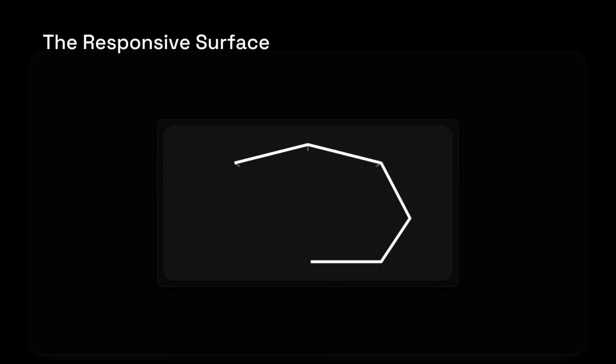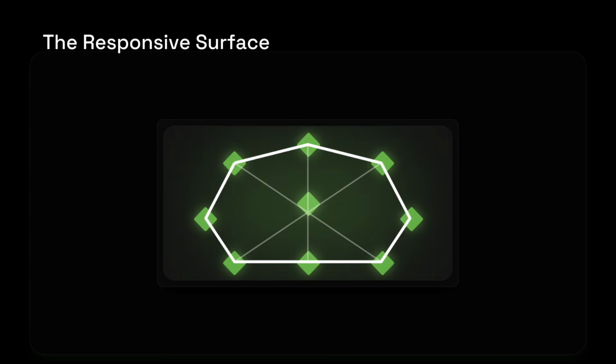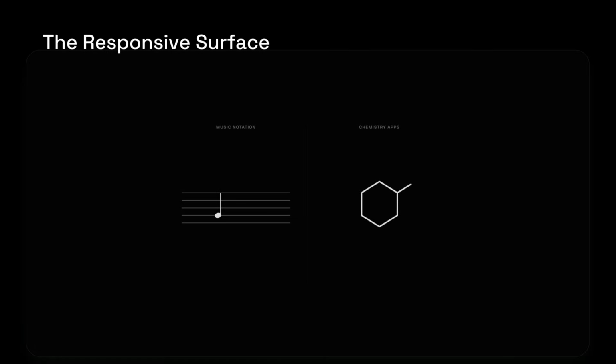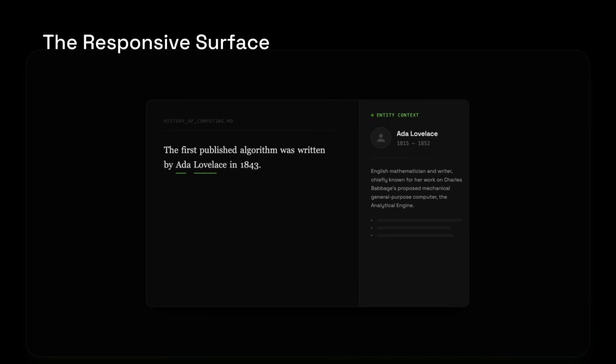The model MathNotes belongs to has many names: active paper, responsive media, or ambient computation. They all point to the same thing: intelligence as a property of the surface, not a service you query. This paradigm can go in many places. Music notation, chemistry apps, and even certain types of writing have a structure that could be made responsive.